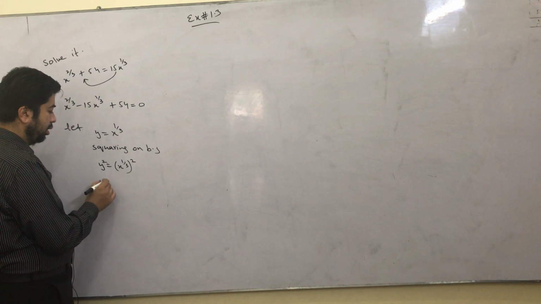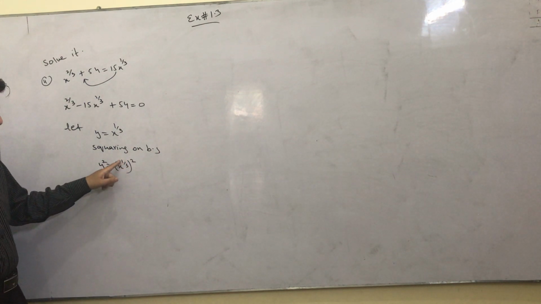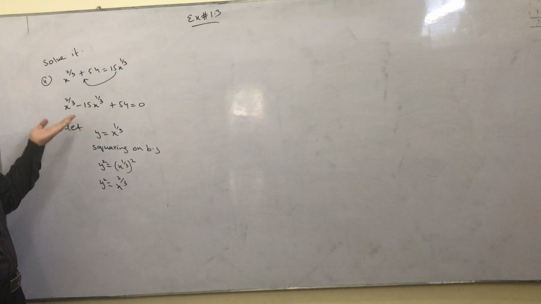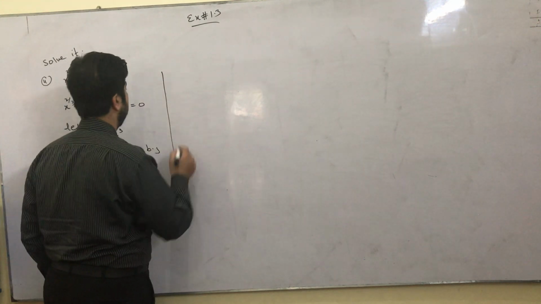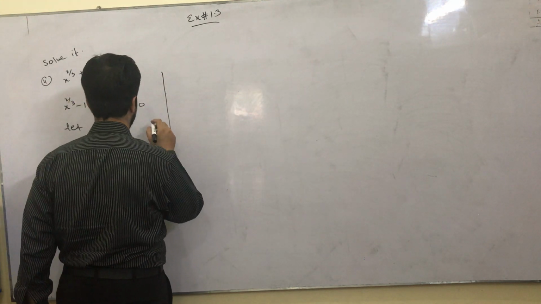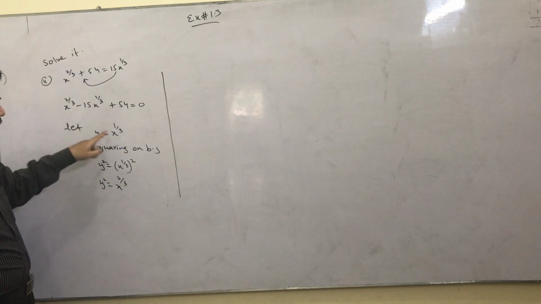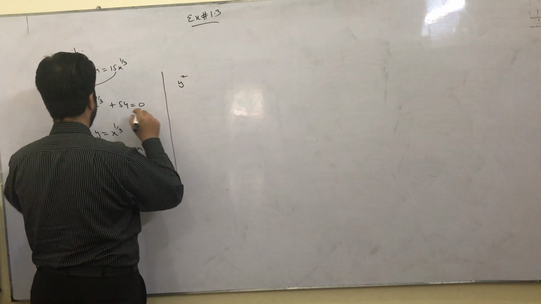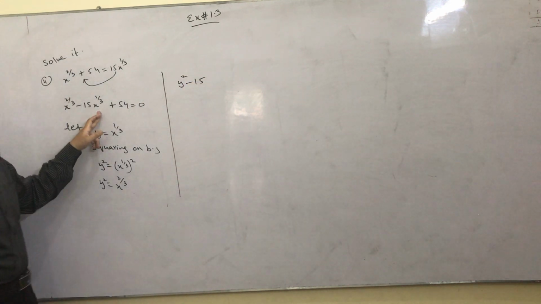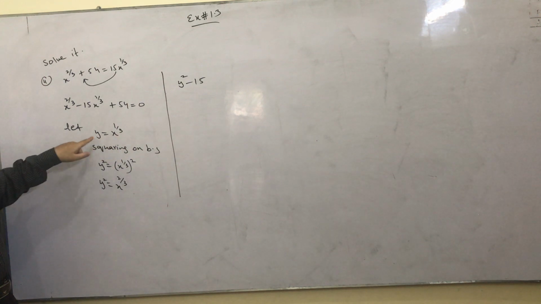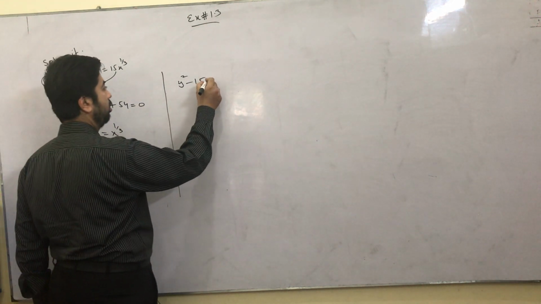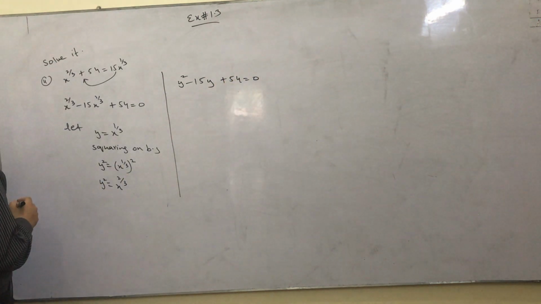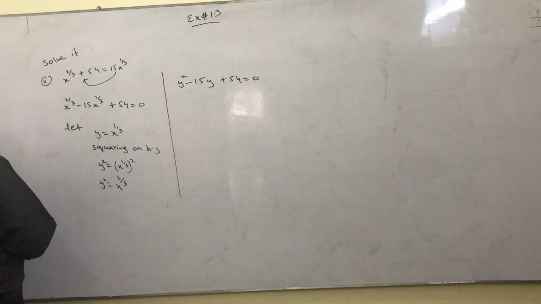After applying the square here and here, 2 is going to multiply with the numerator, so x raised to the power 2 by 3. Just replace these values with this one. So it becomes x raised to the power 2 over 3. Instead of x raised to the power 2 over 3, I'm writing y square here. Minus 15 x raised to the power 1 over 3, I'm going to write y instead of x raised to the power 1 over 3. After that, it is 54 is equal to 0. Now this is a quadratic equation.